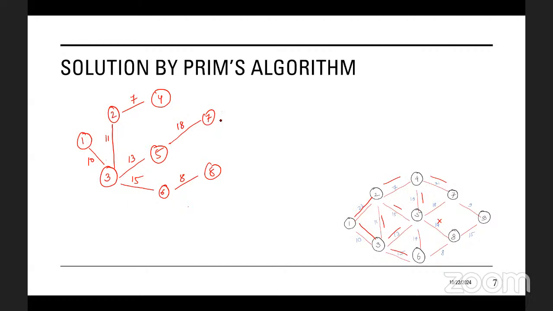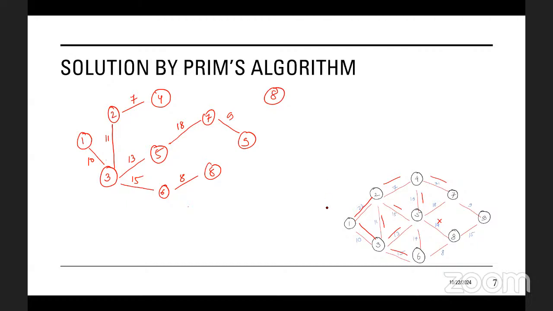And from 7, I think the last node would be 7 to 9, which is 9. So how many have we got? 1, 2, 3, 4, 5, 6, 7, 8 we have got. So this is the minimum spanning tree.